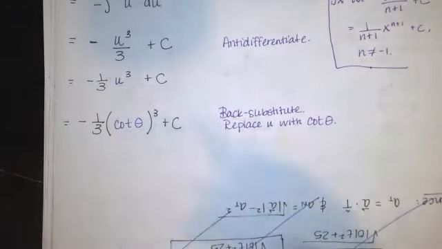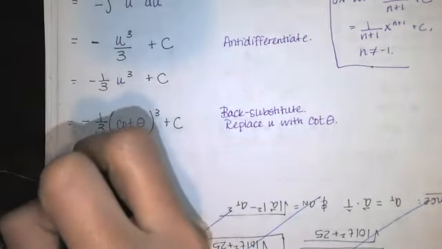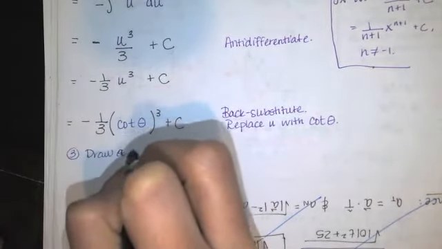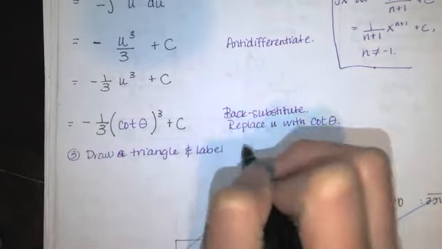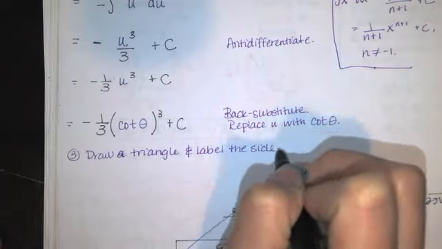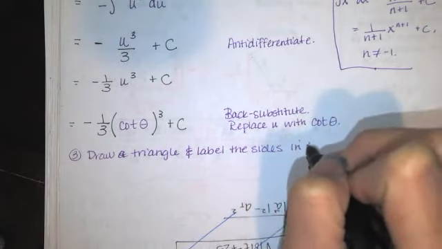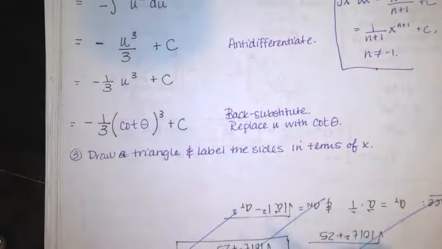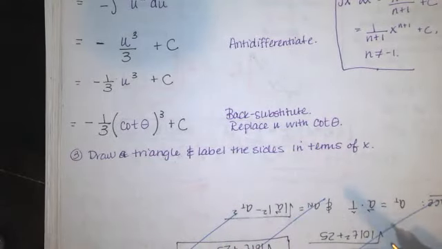Okay, so I've got this function of theta, and what I really want is a function of x. In order to find that function of x, we go through our next step. Here we're going to draw a triangle and label the sides in terms of x. And then we're going to use that triangle to find cotangent of theta in terms of x, and we'll substitute it into our answer.